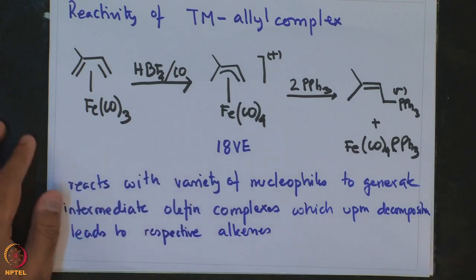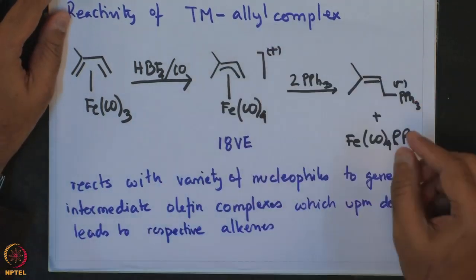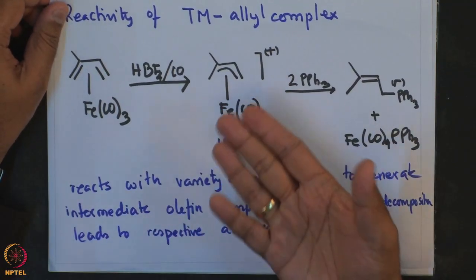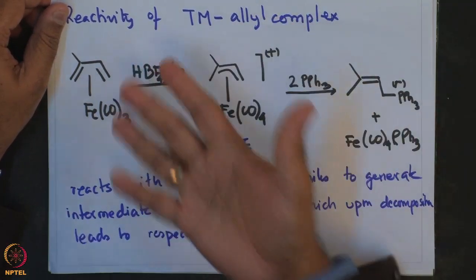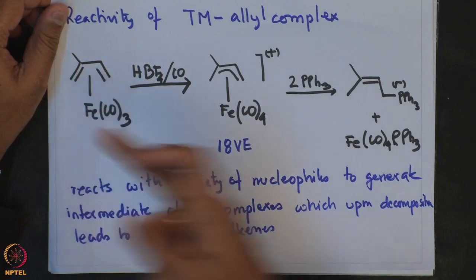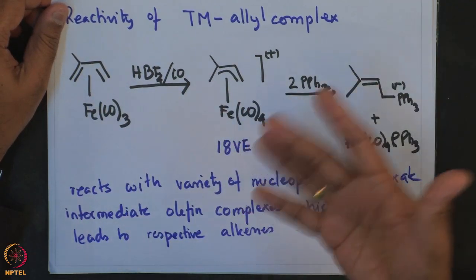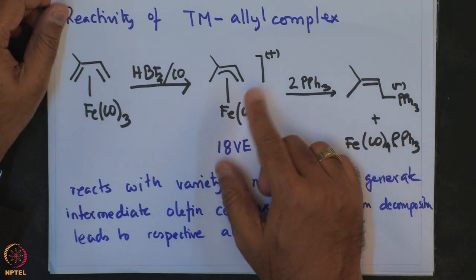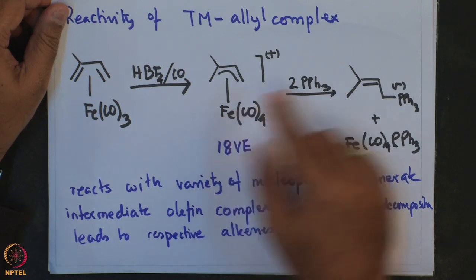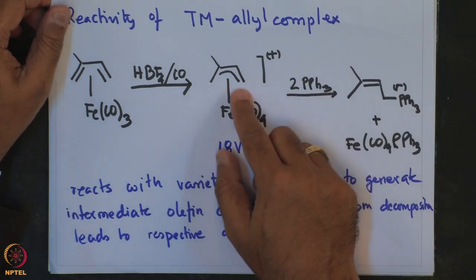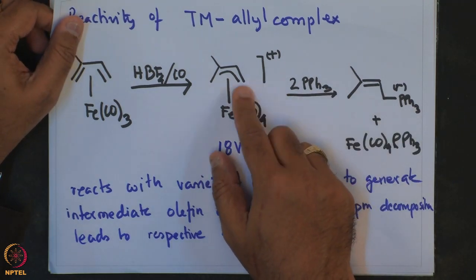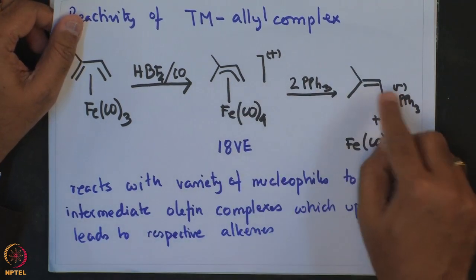So, this is an interesting example whereby an eta-3 bound transition metal compound is formed by electrophilic addition to a diolefinic complex, and subsequently the reaction of this eta-3 bound iron compound with various nucleophiles like the phosphine occurs at this eta-3 bound allyl ligand, resulting in the formation of the olefins.